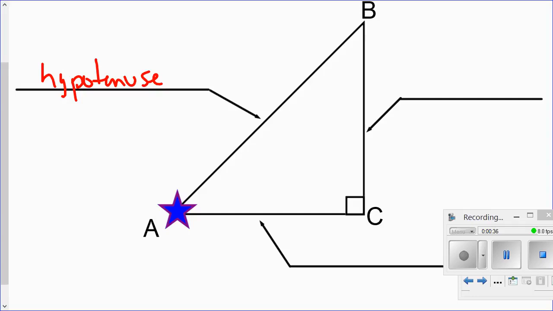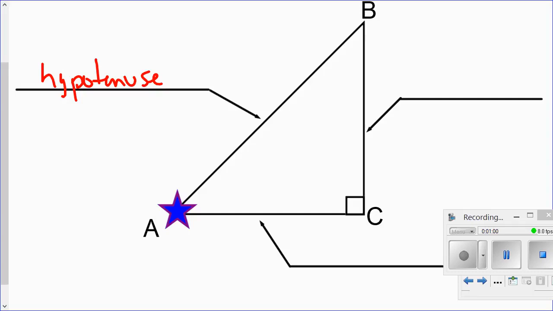Now, the other two sides depend upon which angle we are referring to, or the reference angle. So notice in this diagram, I have angle A marked with a star. What that means is that's our reference angle. So when I label the other two sides, they are in reference to angle A. So here's what I mean by that.